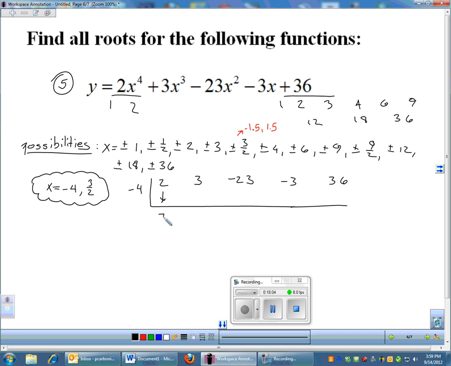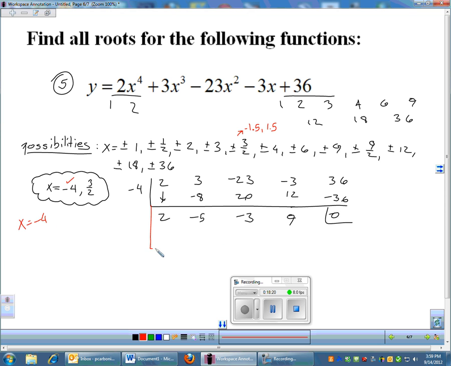I'll bring down my 2. Negative 4 times 2 is negative 8. Negative 5, 20, negative 3, 12, 9. 4 times negative 9 is negative 36. And I do get a remainder of 0, so that confirms that negative 4 works. So I'll keep that as an answer.